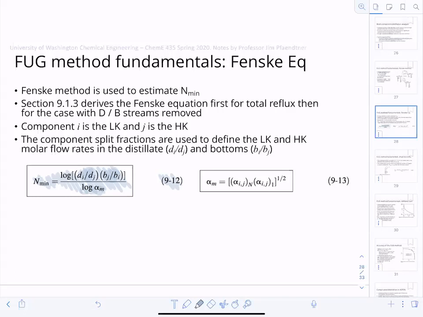So there's two ways to calculate those averages. You could average them across the column. This geometric average is probably more appropriate. Remember, I pointed this out in the notes. What Aspen is asking for is not these molar flow rates in the distillate and bottom product, but the so-called split fraction. So I showed you how to do that in the notes from last Friday. And if you're up to it, when you're playing around in Aspen, you could actually calculate Nmin using the Fenske equation and see how closely it relates to what is provided by the Aspen solution. So that gives us Nmin.